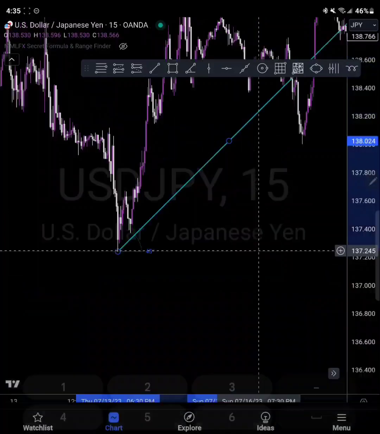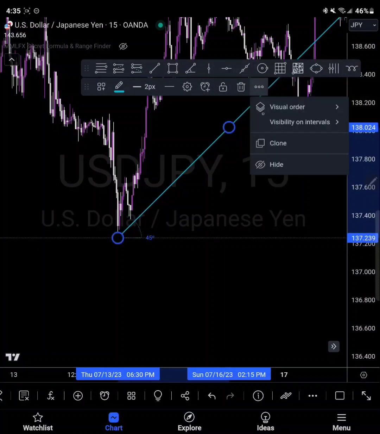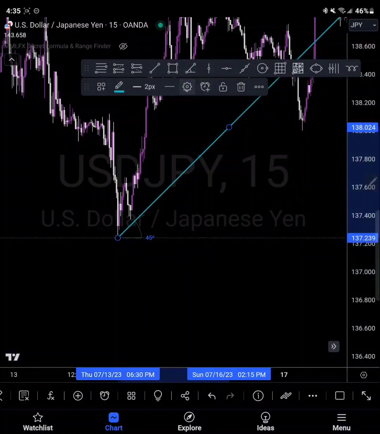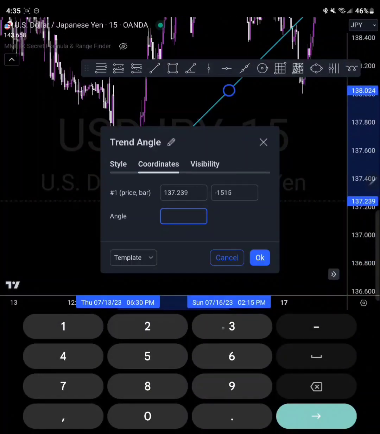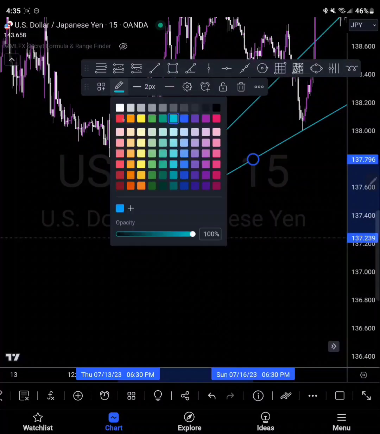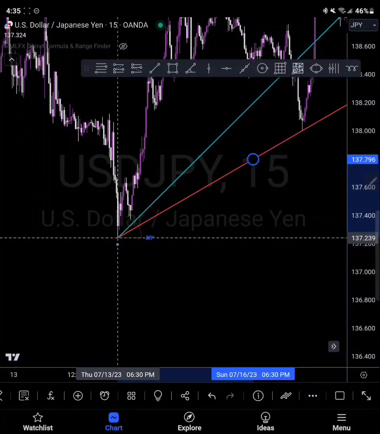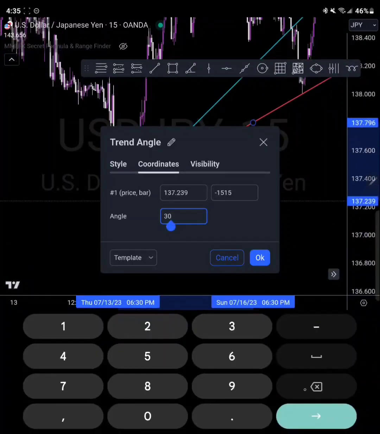So 45-degree angle, I'm going to make sure that that one is blue because I like my 45-degree angle to stick out. I want to know where they're at. 30-degree angle, I'm going to color that one red. And my 60-degree angle, I'm going to leave that one red as well.